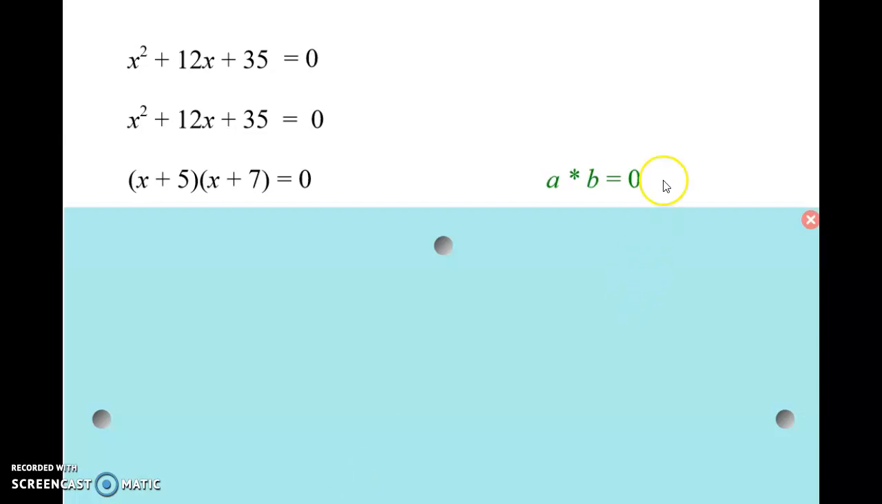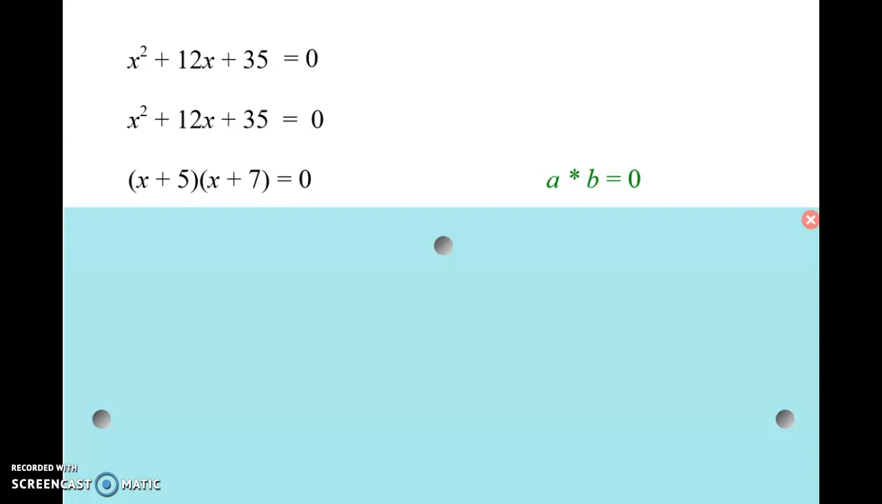Now, take a look at this particular equation over on this side. If I have two factors that multiplied together equal 0, one, the other, or both of them have to equal 0 to get that product.